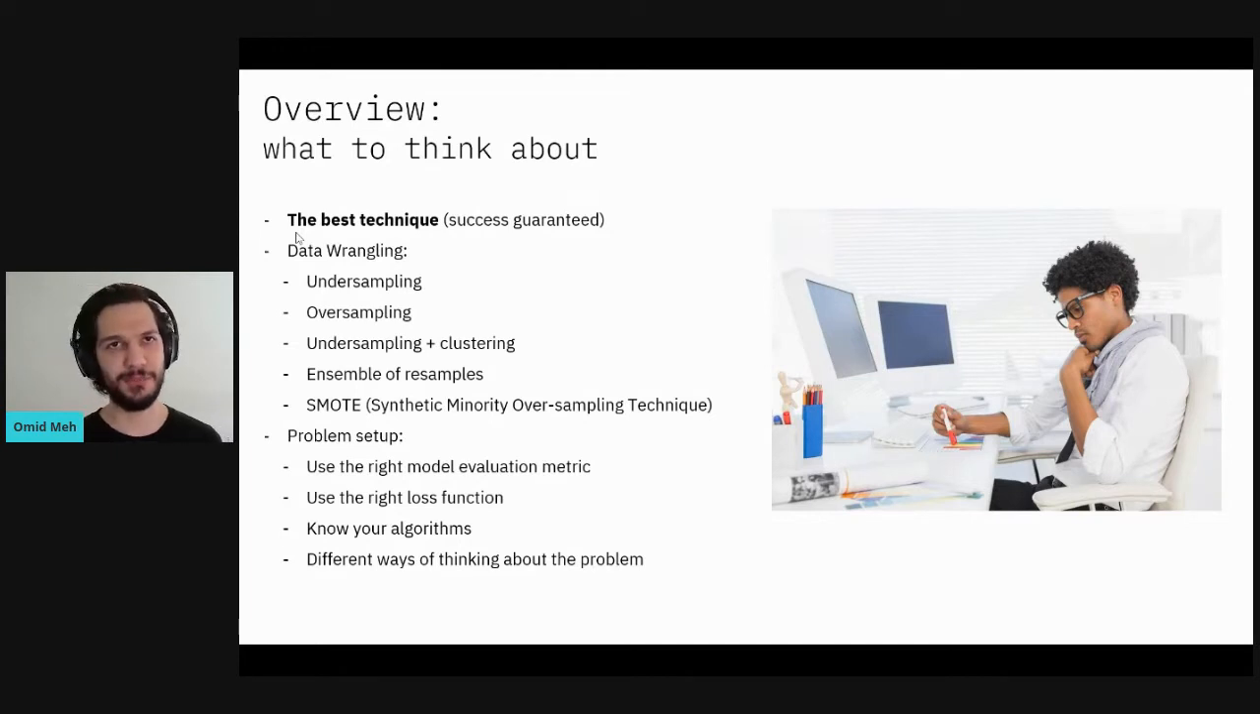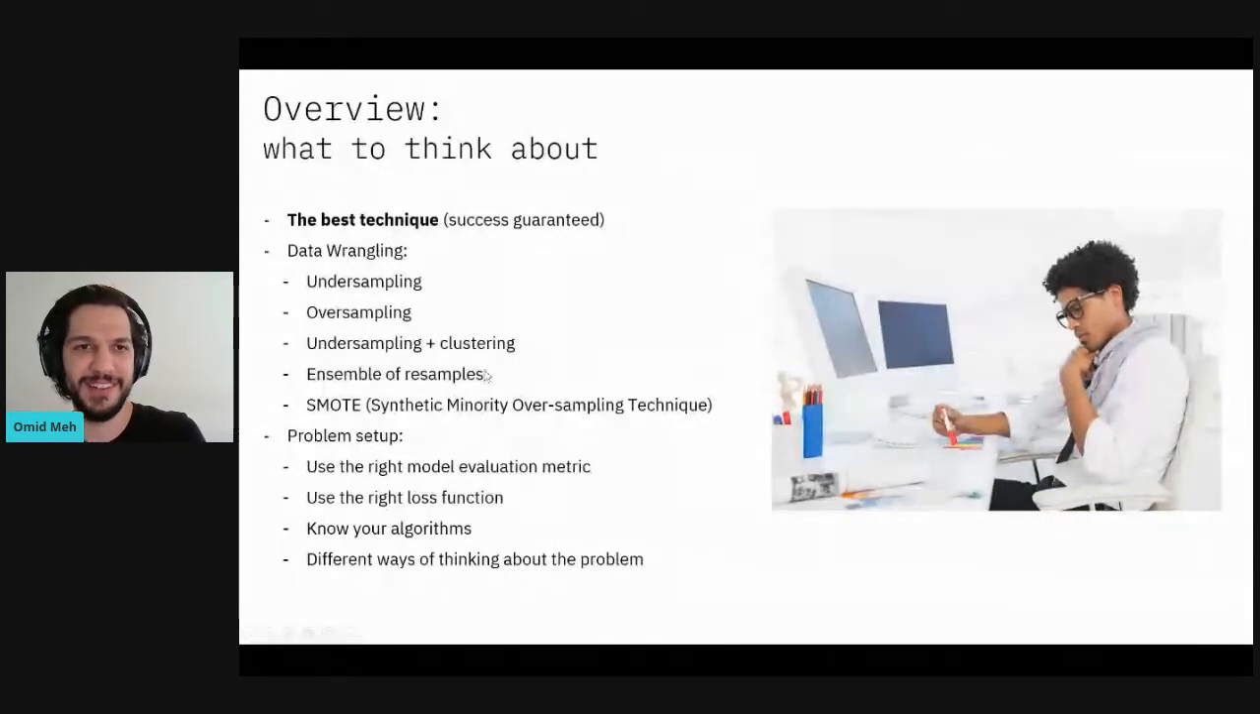I'm just going to give it to you up front, so we all know what it is. We can get it out of the way, and we're all friends. We don't need to keep it all the way at the end just to keep you watching. So we're going to go over the best technique, success guaranteed if you can do it. Then we're going to look at two other aspects.